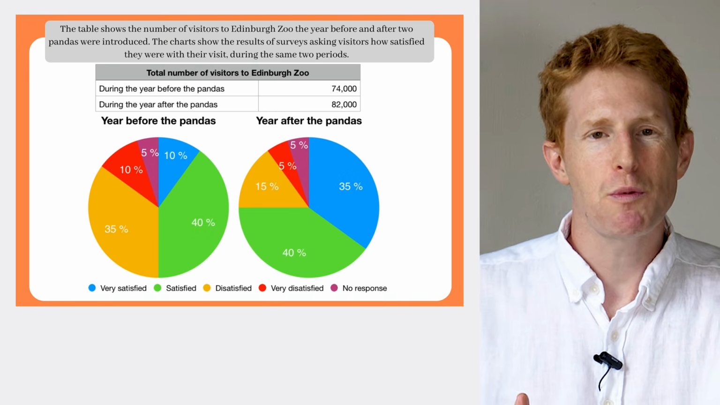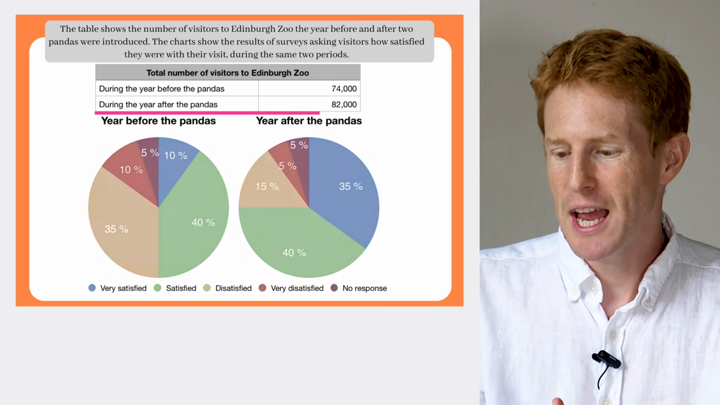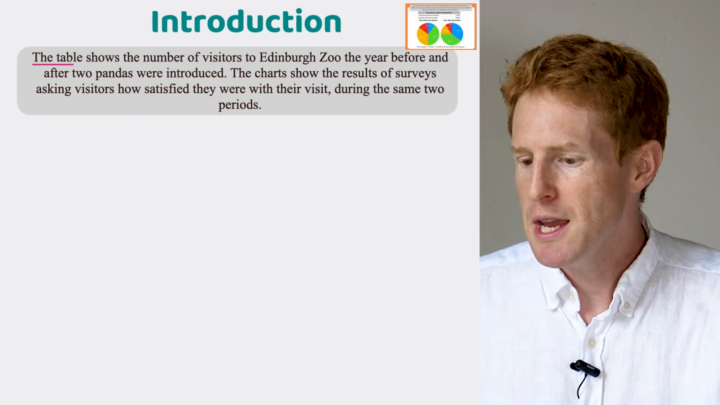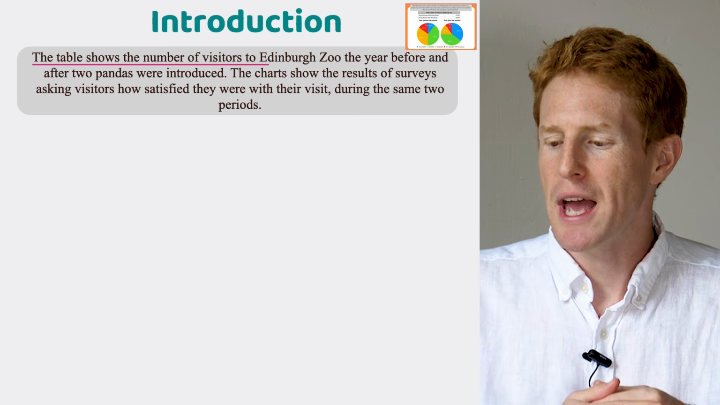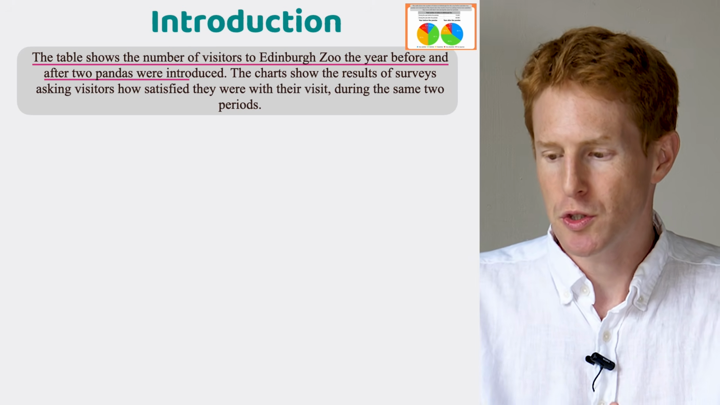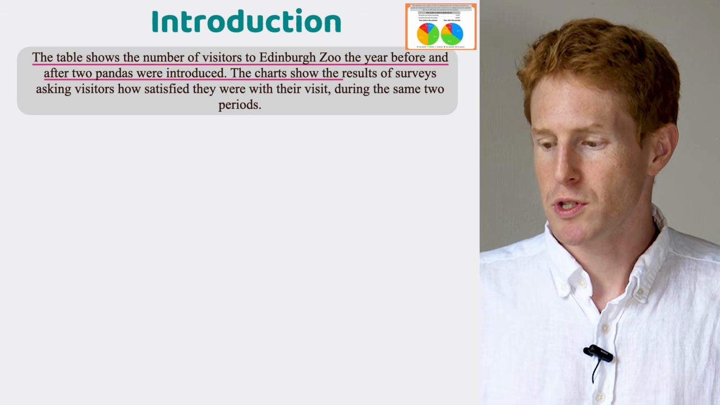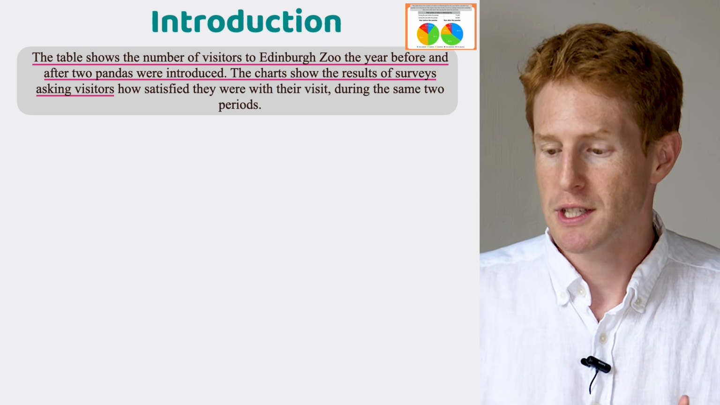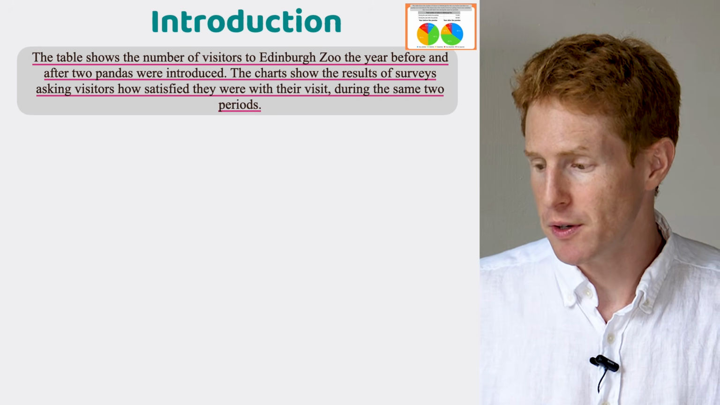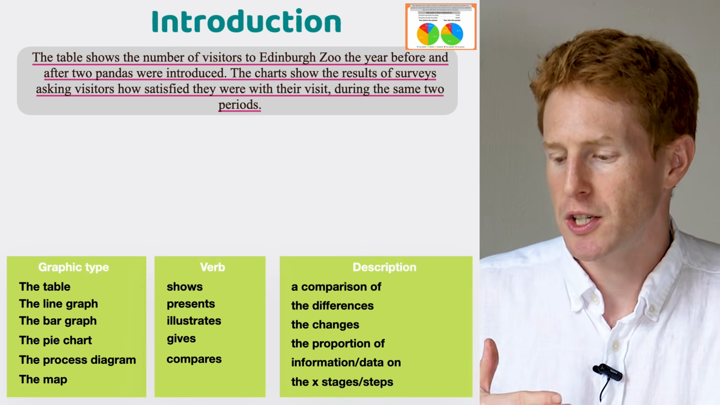The final graphic I want to show you is this. In this case, we've got two graphics. We've got a table and we've got pie charts. Let's see what the rubric says. The table shows the number of visitors to Edinburgh Zoo the year before and after two pandas were introduced. The charts show the results of surveys asking visitors how satisfied they were with their visit during the same two periods. Let's go straight to our cheat sheet.